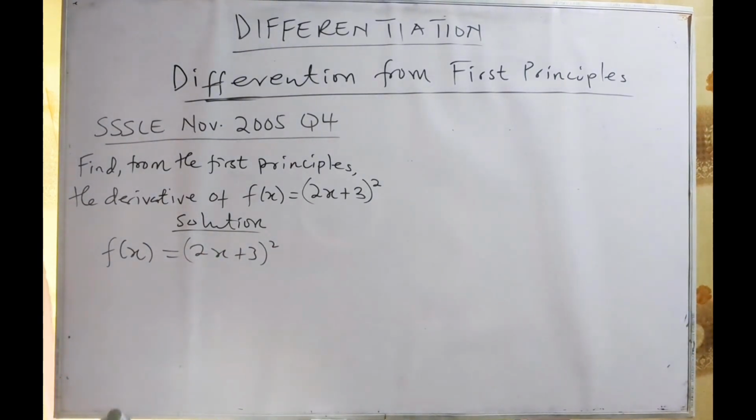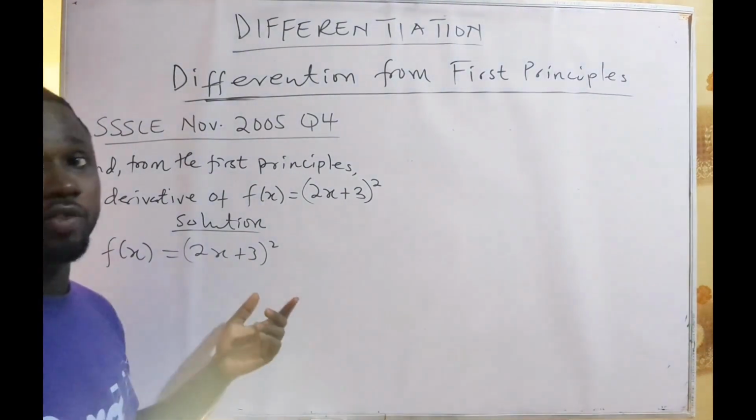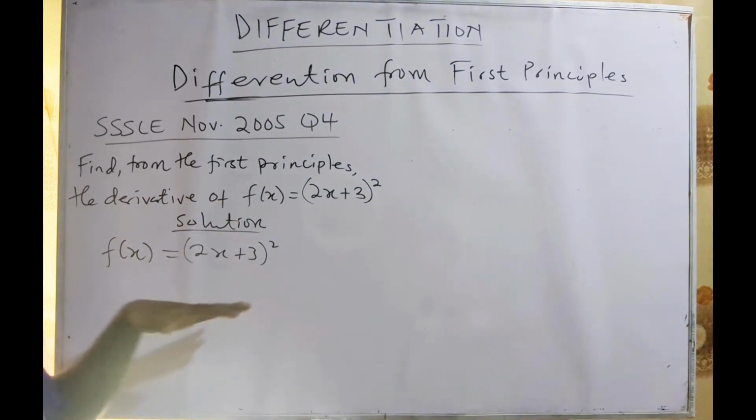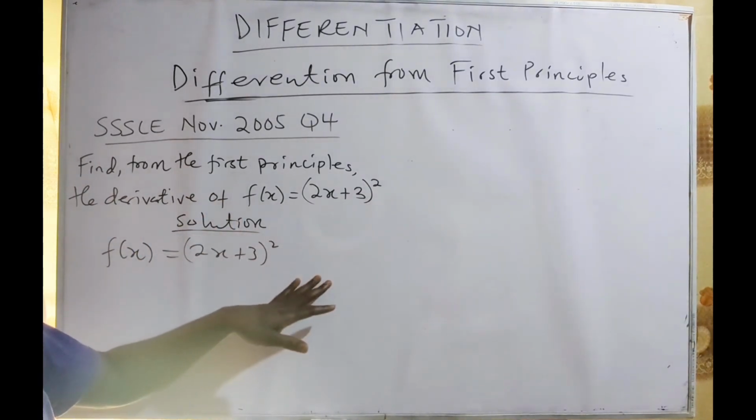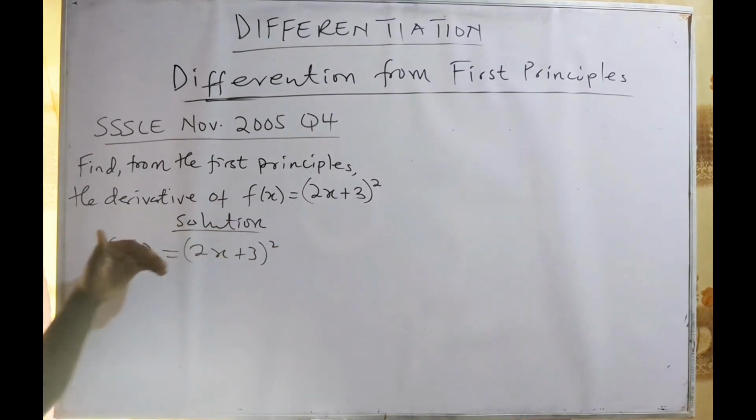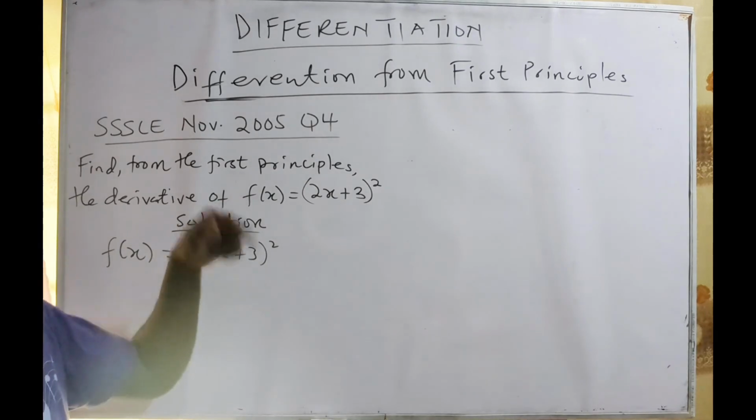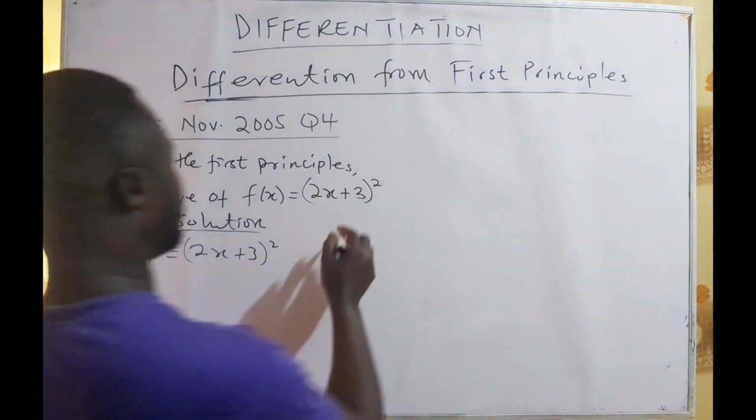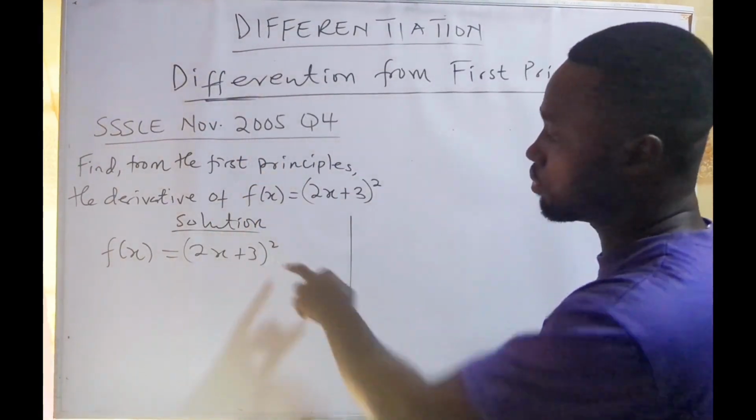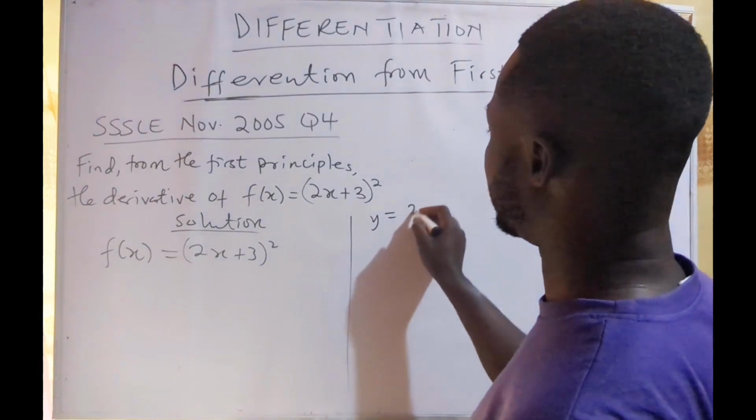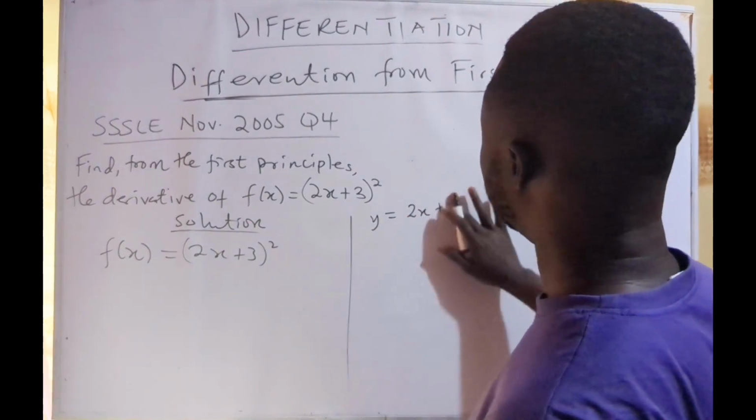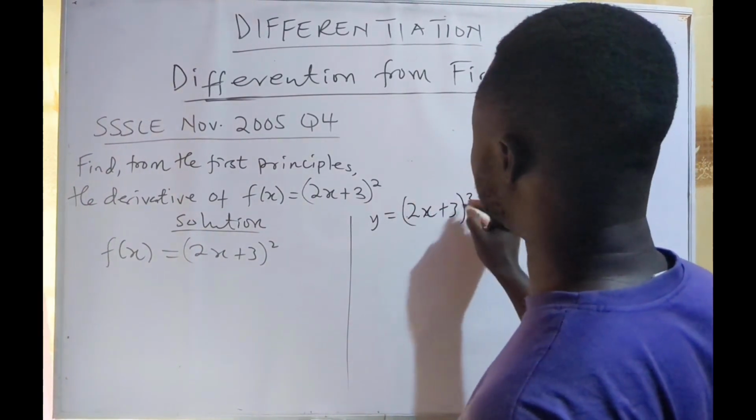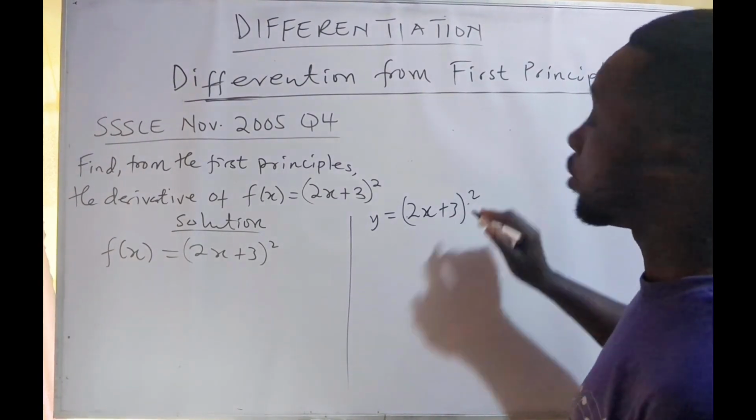Before that, we are going to solve this in the normal way. It is better that when you are using the first principle, you solve the question in the normal way first, so that when you know your answer, it will guide you to know that from the first principle I have to get the same answer. So if f of x is equal to this, then y is equal to 2x plus 3 all squared.